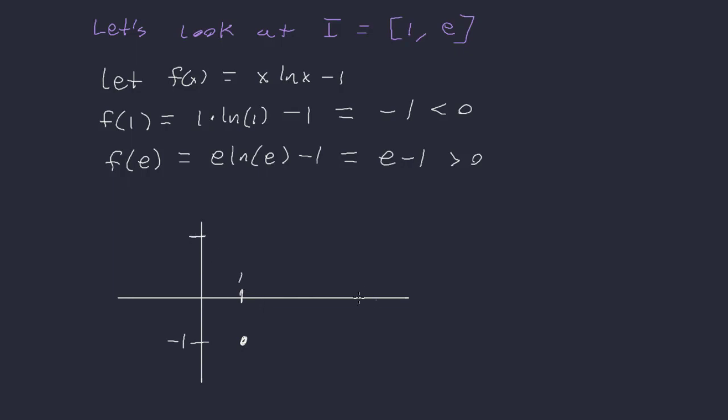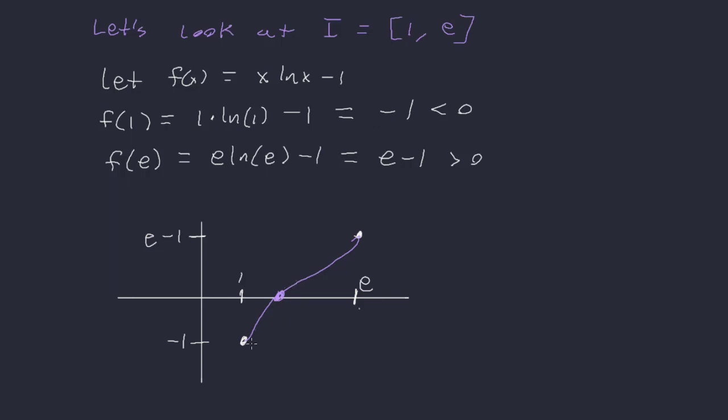Okay, at e we got e minus 1. So that means whatever this function looks like, I should say it's continuous. I mean, it is, as long as we stay away from 0. 0 is what's going to cause this to blow up, but x times ln x is continuous everywhere for x greater than 0. Okay?